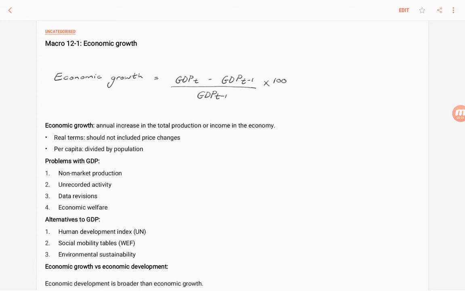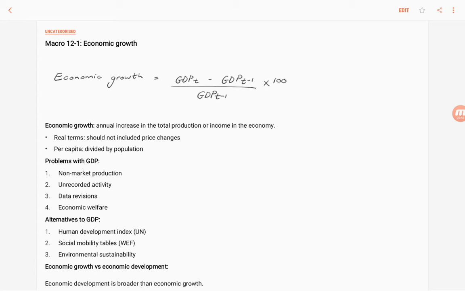It is important to note that we want economic growth in real terms because it should not include price changes. We are interested in production and not price changes. It should be on a per capita basis, which means it should be divided by the entire population.